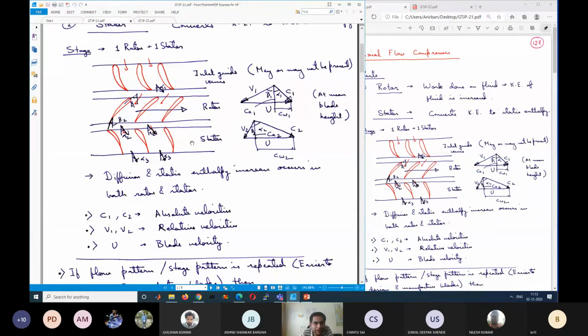Okay. So at angle alpha 2 and velocity C2, it enters the stator and again goes out at angle alpha 3 and velocity C3. To keep the same orientation again and again, generally this alpha 3 and C3 are by design kept equal to alpha 1 and C1, so that in the next rotor stage the inlet conditions are similar, C1 and alpha 1.